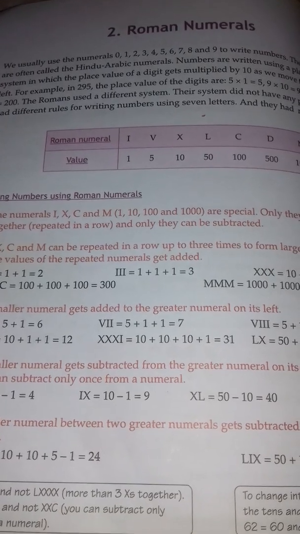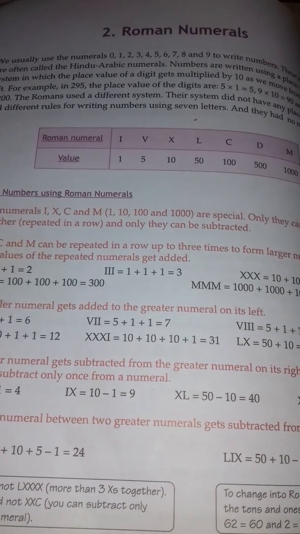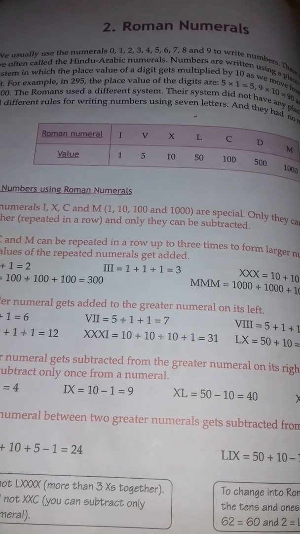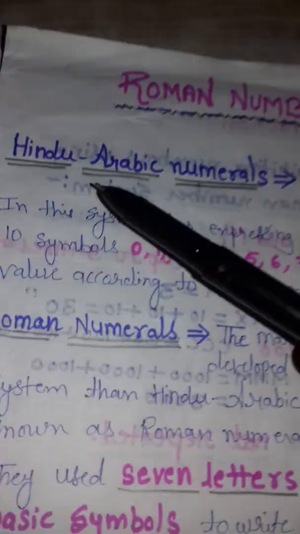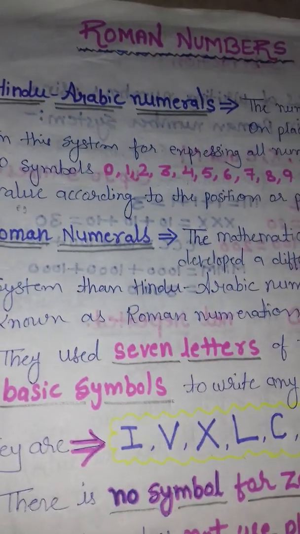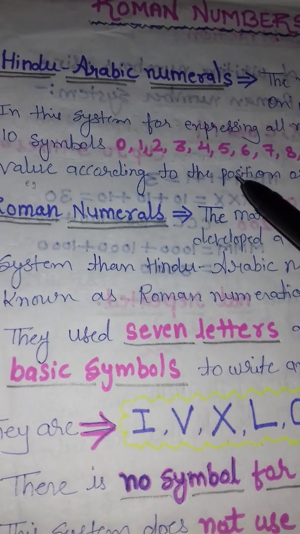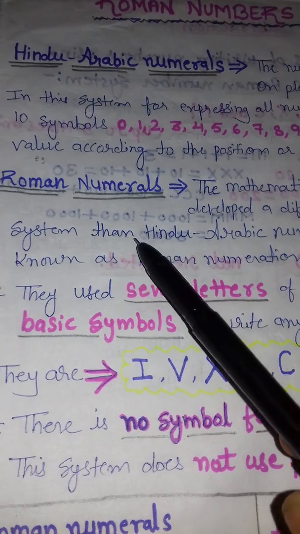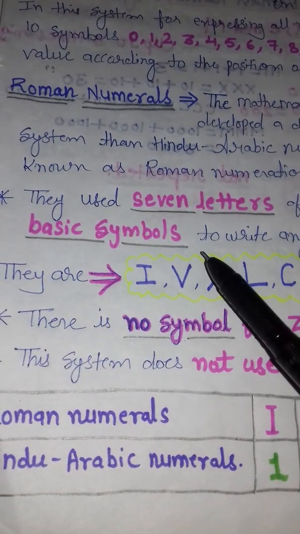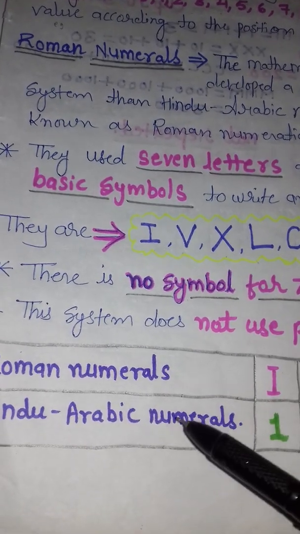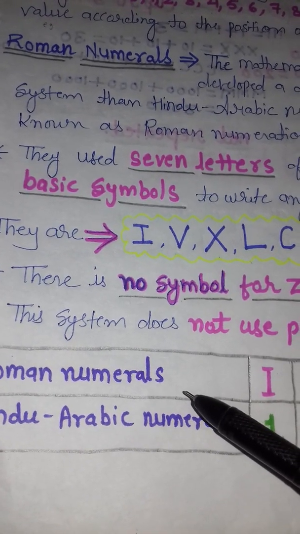Hello students, in my last video I explained Unit 2, Roman numerals. In that I explained what the Hindu-Arabic number system is, what its origin is, and what numbers we are using in it. Then we learned what Roman numerals are, what the basic symbols in Roman numerals are, and what their values are according to Hindu-Arabic numerals.